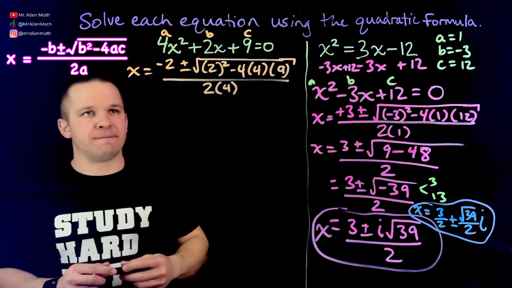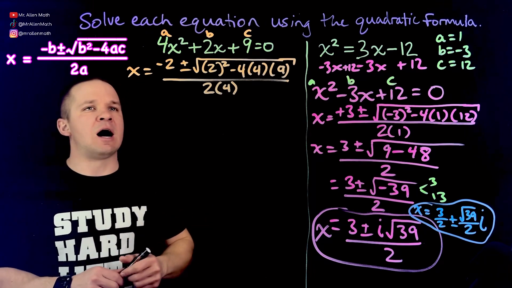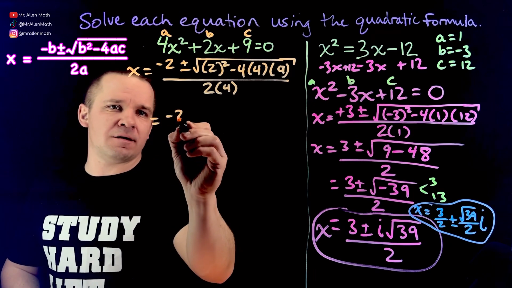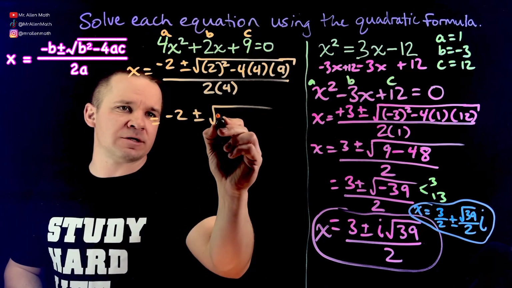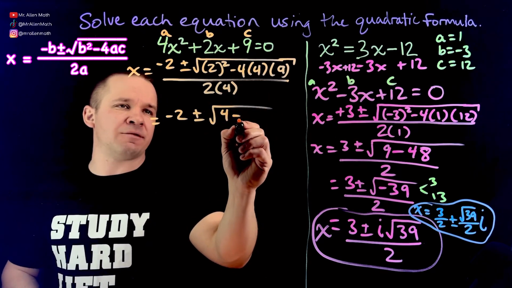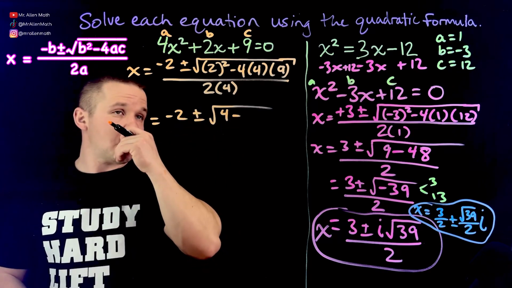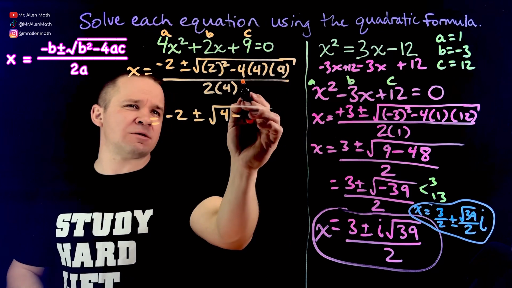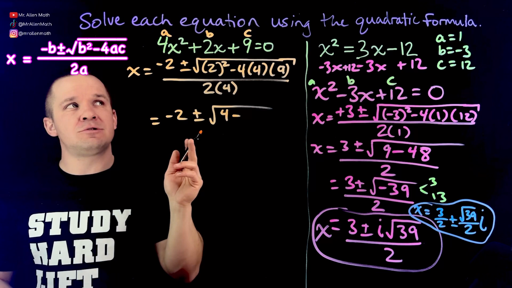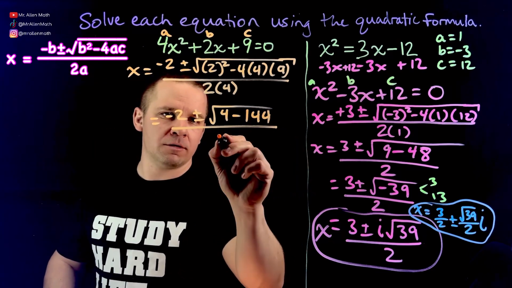Cool. Okay. So now we got to do a little cleanup. Let's clean up the inside here and also my denominators. So we've got negative 2 plus or minus square root of, it's going to be 4 because 2 squared is 4. And then I know it's going to be a negative, right, because there's only one negative there. And I have 4 times 4 is 16 times 9. Or I can think of it as like 36 times 4. I like that. 36 times 4. 36 times 2 is 72. Double that is 144. All over 8.